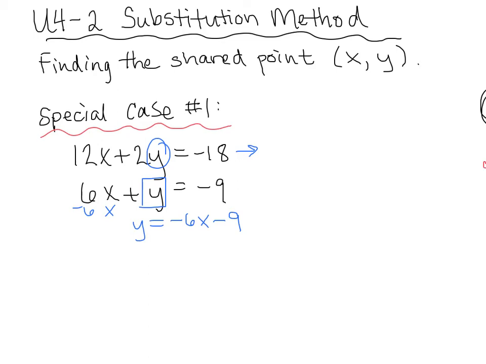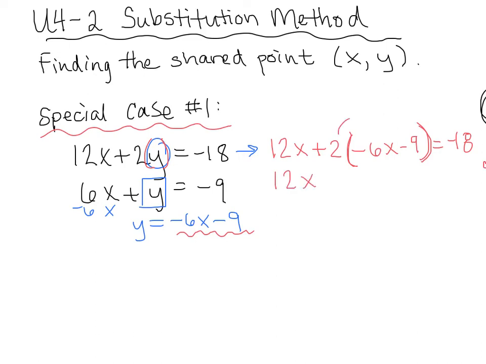Okay, so I'll rewrite that out. I'll go to red. 12x plus 2 times, and then this is where I plug in the negative 6x minus 9, and then equals that negative 18. Okay, so the only thing that I've changed in that equation is making that substitution for y. And now I solve. So I've got 12x, and then I'm distributing, right? So 2 times negative 6x is negative 12x, and then I've got a negative 18.